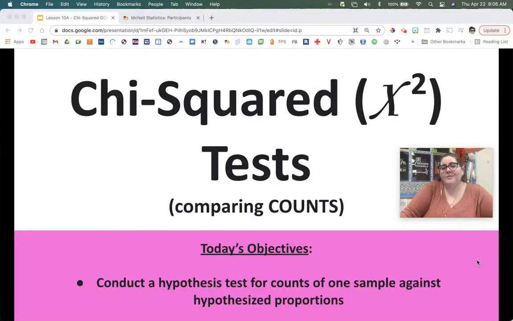Hello, hello. So welcome to our very last unit of the year. We're going to talk about chi-squared test, and then we're also going to talk about a little bit more about linear regression in this unit.